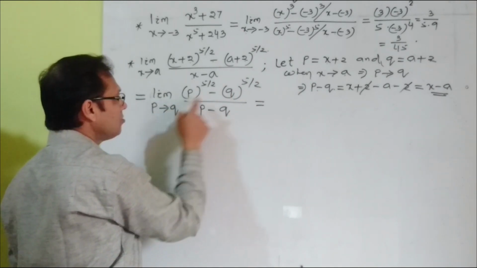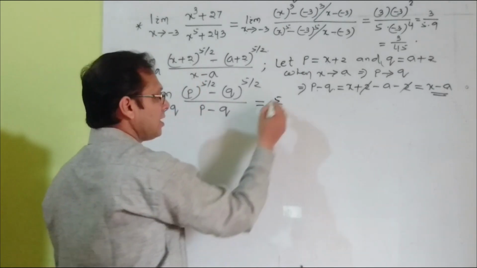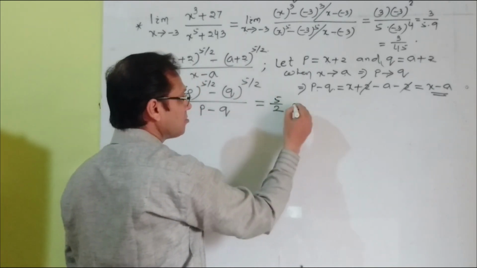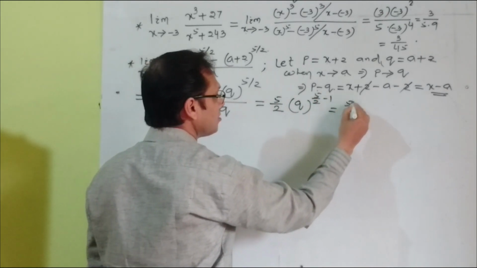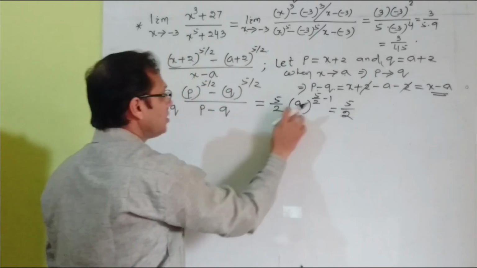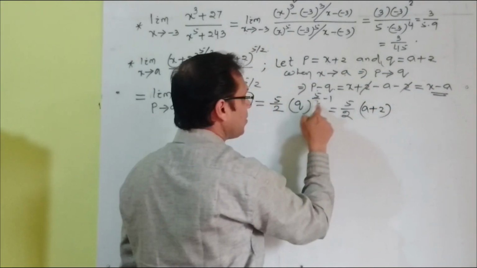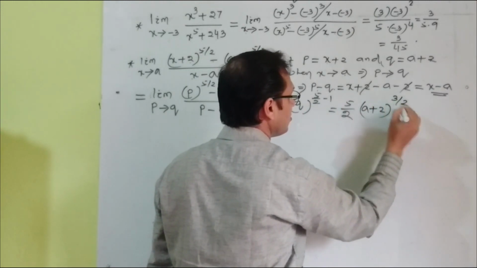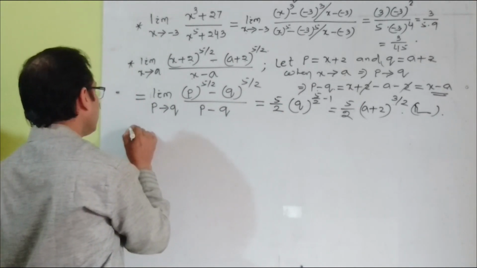So your answer should be p to the power n minus q to the power n by p minus q, limit p tends to q, so n is equal to 5 by 2. n into a to the power n minus 1, that is q to the power 5 by 2 minus 1, that is nothing but 5 by 2 q. q means how much? That is a plus 2 whole to the power 5 by 2 minus 1 is nothing but 3 by 2. That's your answer.